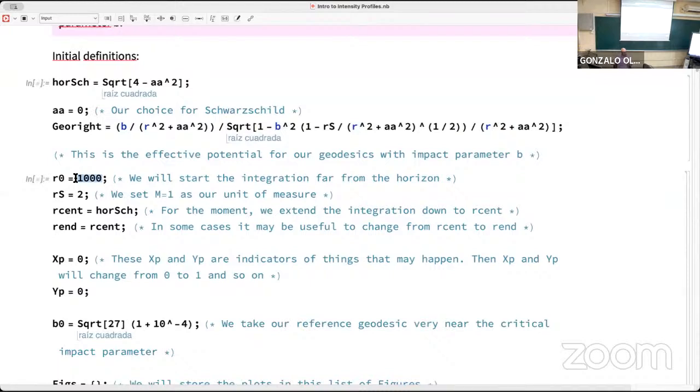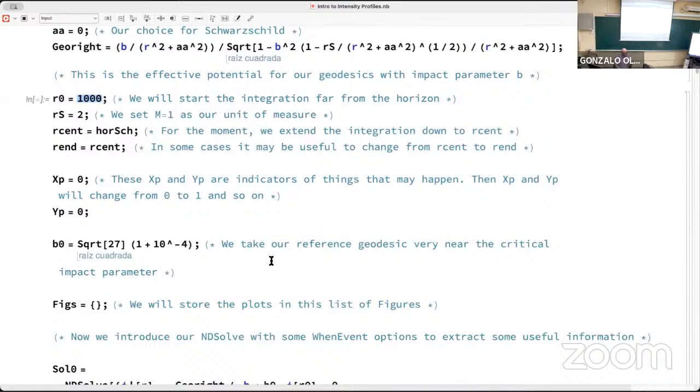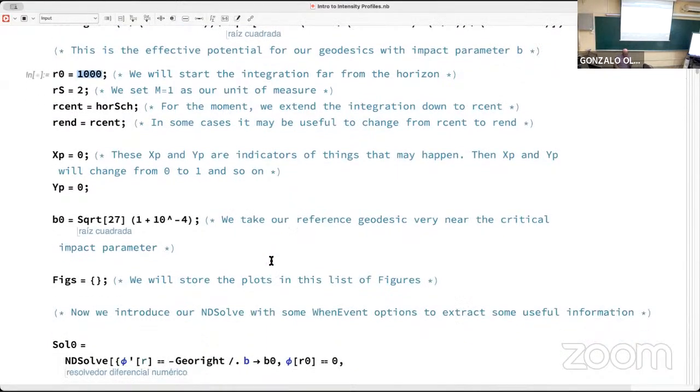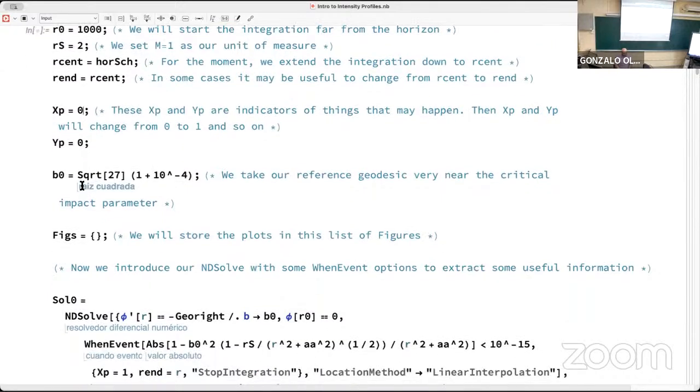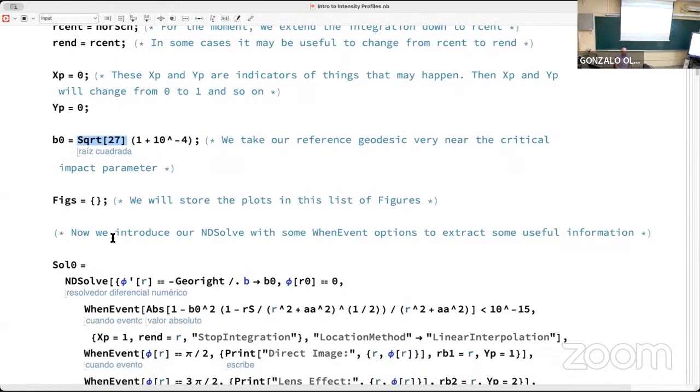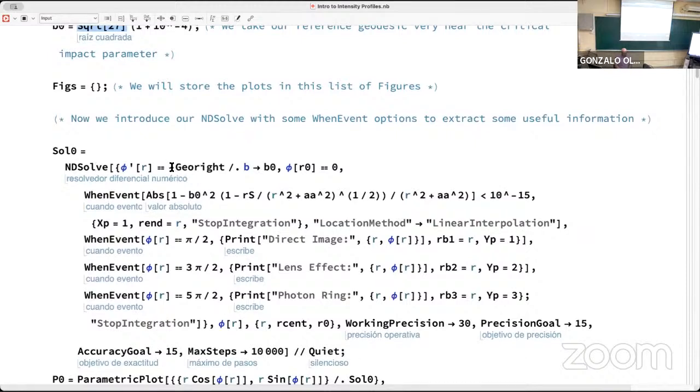Now we integrate from 1000, as I said, because the detector is very far away. There are some comments here that you can read when you code. Now we have several flags and conditions, the initial condition 0, things that will change when we proceed with the end result. As an illustration, we are going to consider a single geodesic that is very close to the critical impact parameter.